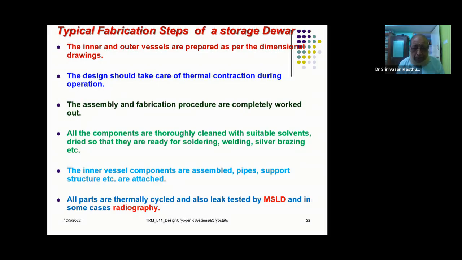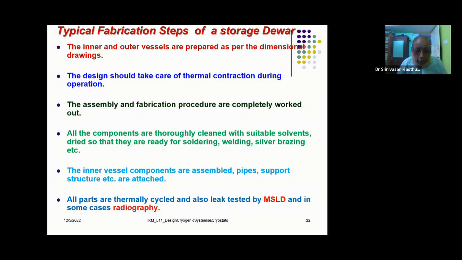The inner vessel components are assembled. After doing all that, first you do a leak testing. Make sure that there are no leaks in the joints that are done. Then you assemble the pipes, support structure, etc. Then you also do the thermal cycling. That means you allow it to come from room temperature to low temperature, and then back to room temperature. This is called thermal cycling. It is done a couple of times.